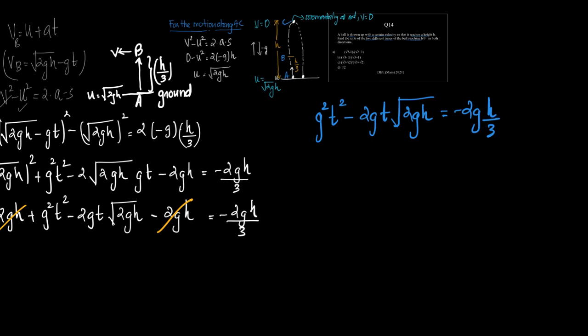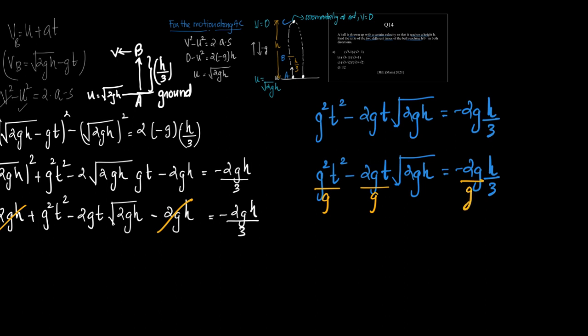Now how do we solve this question? So okay, g is there in every term, right? G is there in every term. So we'll divide this entire equation by g. So what do we get? If we divide this entire equation by g, this becomes gt square minus 2t into root of 2gh is equal to minus 2h by 3.